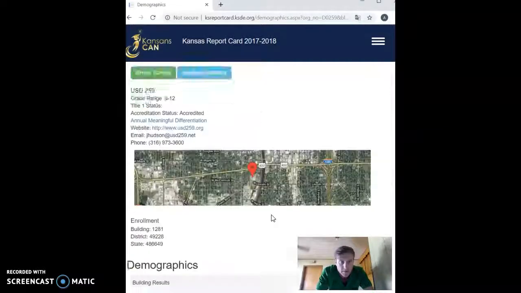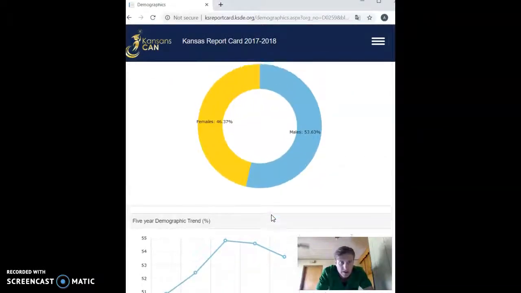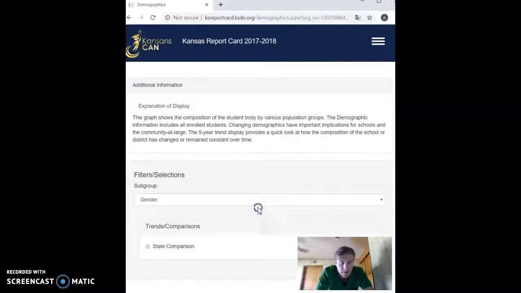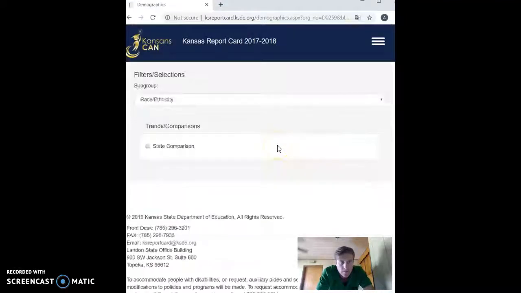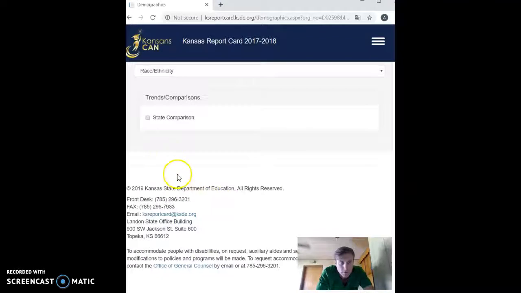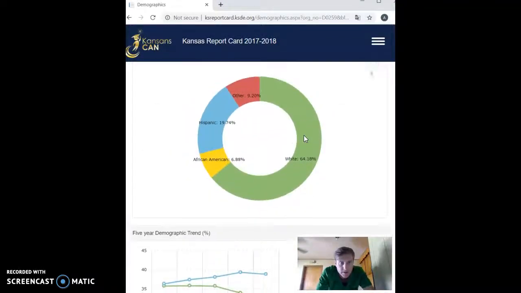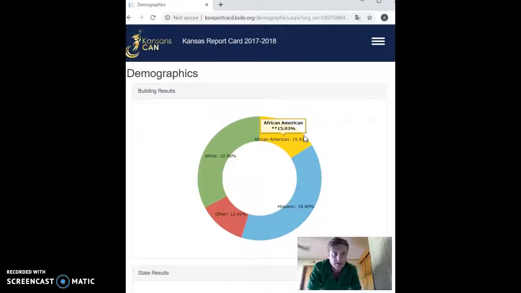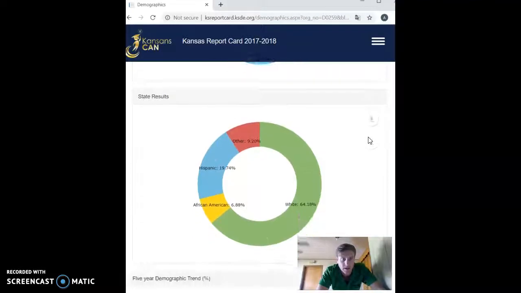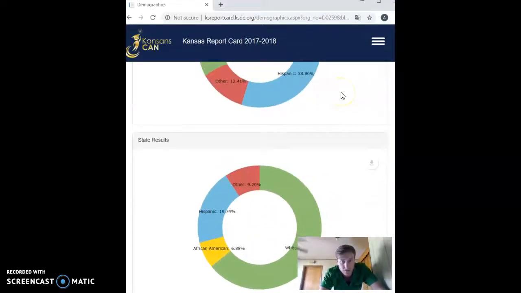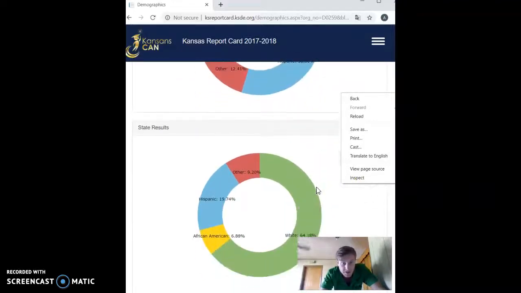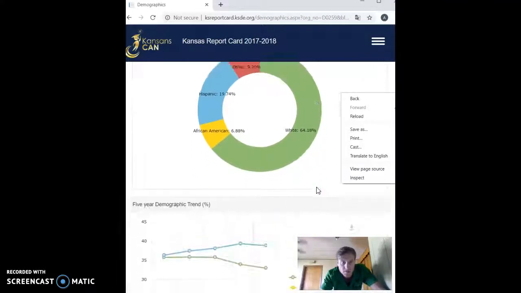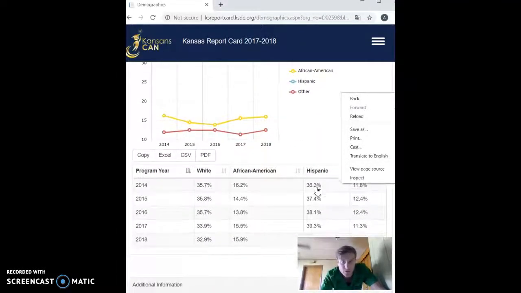All right, so now you can kind of see our West male to female. And we'll go ahead and put state comparison on there too, so you can kind of tell. You can see with our building here, we're also kind of right exactly like the district is with that. The state though is at 64% compared to where West High is. You can see it's very diverse compared to the normal Wichita school, or not Wichita, state school, excuse me.